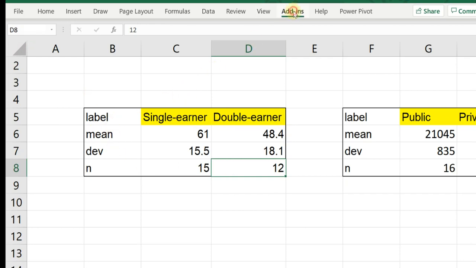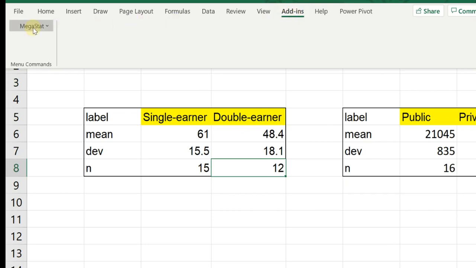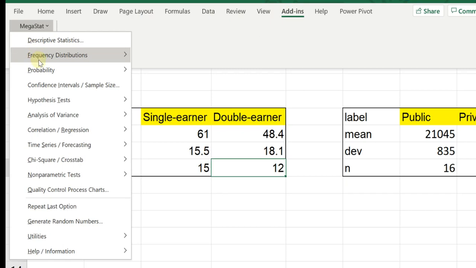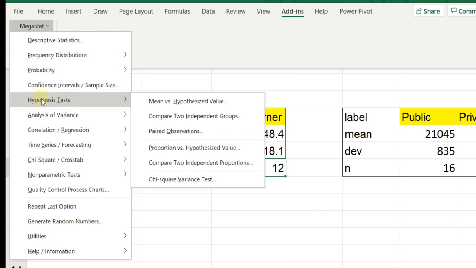Next we go to add-ins and Megastat. We're going to go down to hypothesis test. Now in here we have several options. We're going to take a look at compare 2 independent groups. Remember in chapter 10, prior to this chapter, we looked at hypothesis test and confidence interval for 1 population mean, and now we're looking at 2. But notice here we have 2 independent groups. There's an option for paired observations. Do not use that. Please use this one. Okay. So we go compare 2 independent groups.